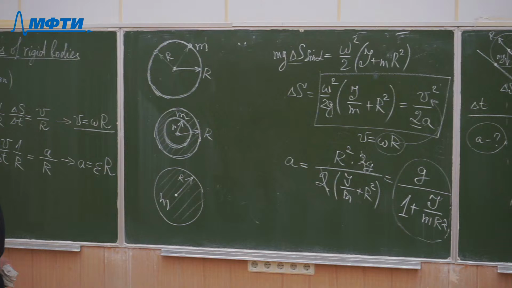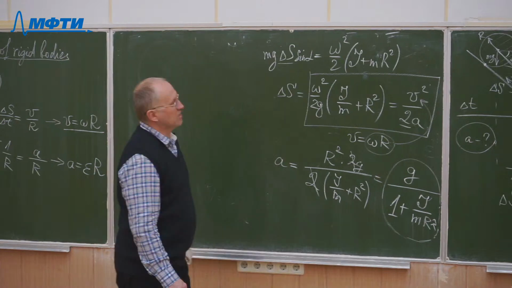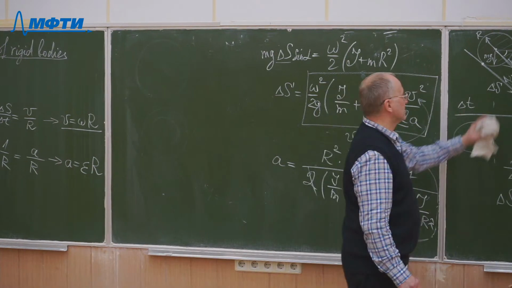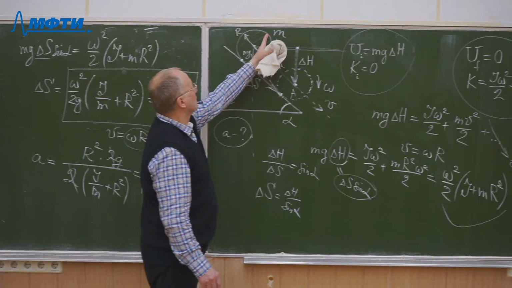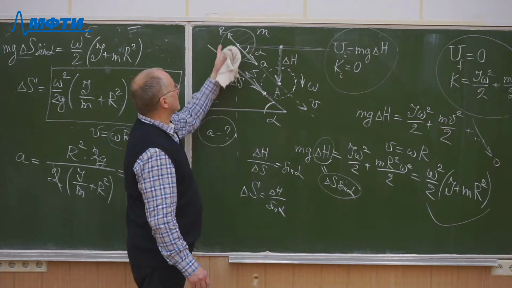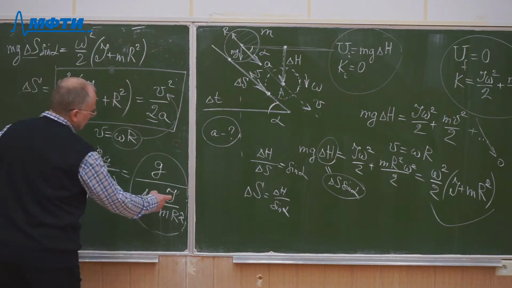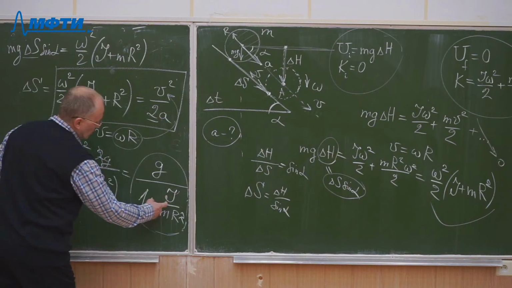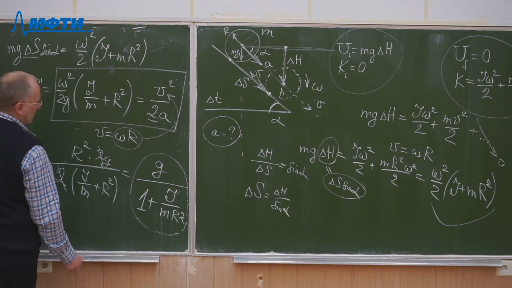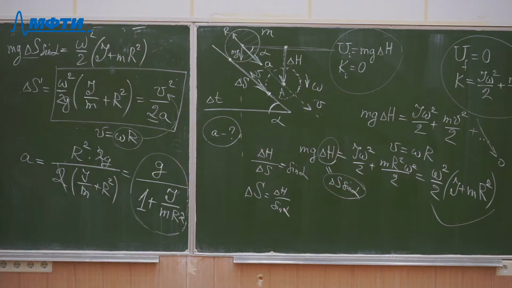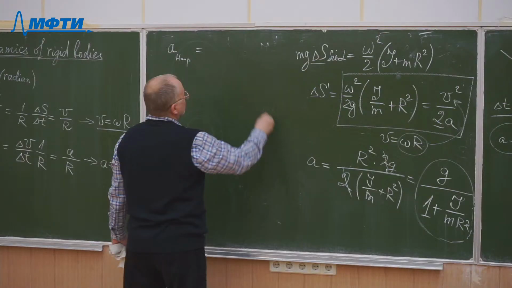What this formula suggests for the motion of such round bodies: if it were not the cylinder but the hoop, all the mass of which is located at the distance r from the center, then the moment of inertia would be equal to m r squared, and the acceleration of the hoop rolling down will be g divided by 2.